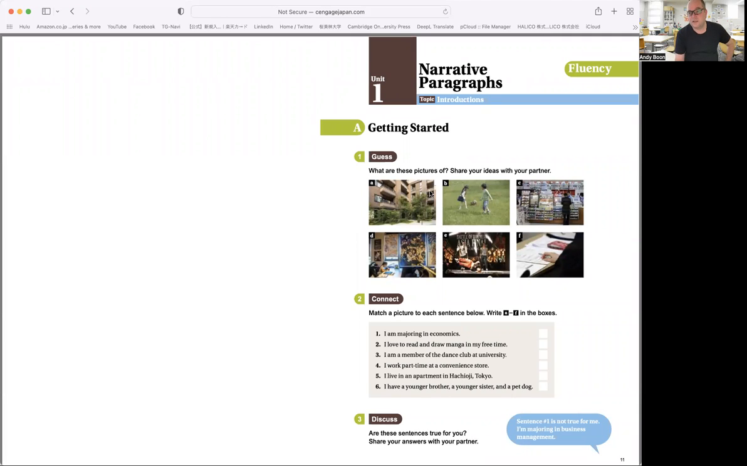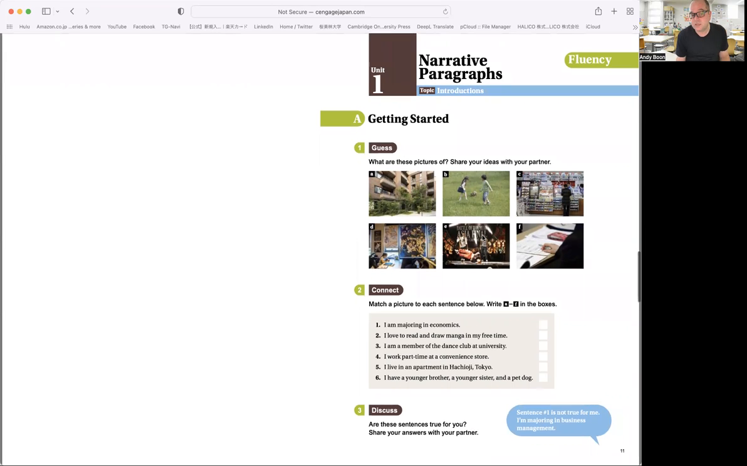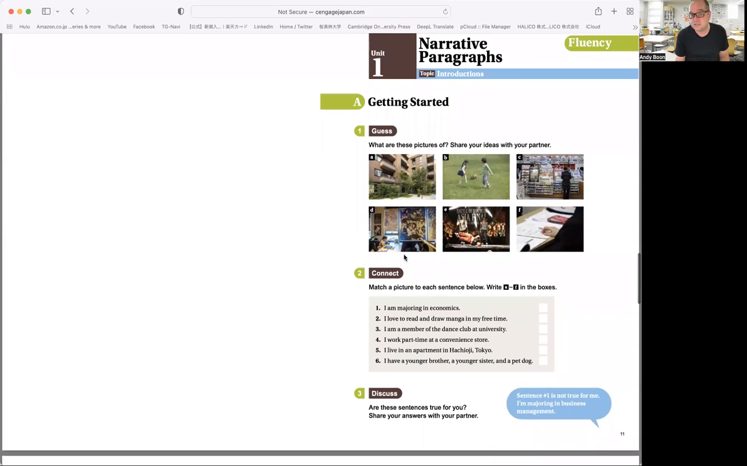Okay, let's take a look at Unit 1, the first fluency unit. In this unit, students are going to be writing narrative paragraphs. Students are going to start writing about themselves. So the first task is to show some pictures, and students try to guess what the pictures are, and then they can match the sentences to the pictures and say whether these sentences are true for them or not. Now, the idea behind this is to give students some of the language that they may then use in the first free writing activity.